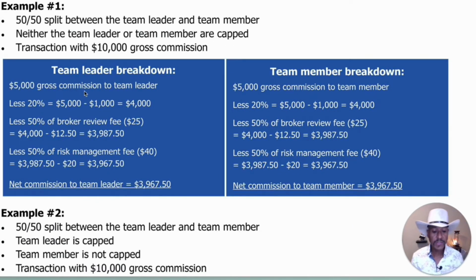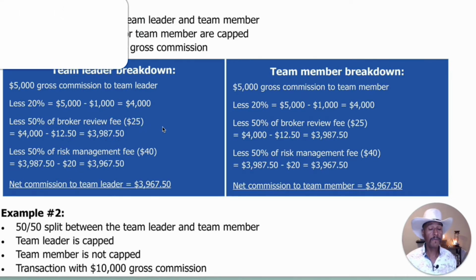So the $5,000 gross commission would be to the team leader. And then as you can see over here, $5,000 to the team member. And then there's a 20%, which is 5,000 minus 1,000, that's 4,000. So the 20%, if you're not capped, goes to eXp. Same thing over here.